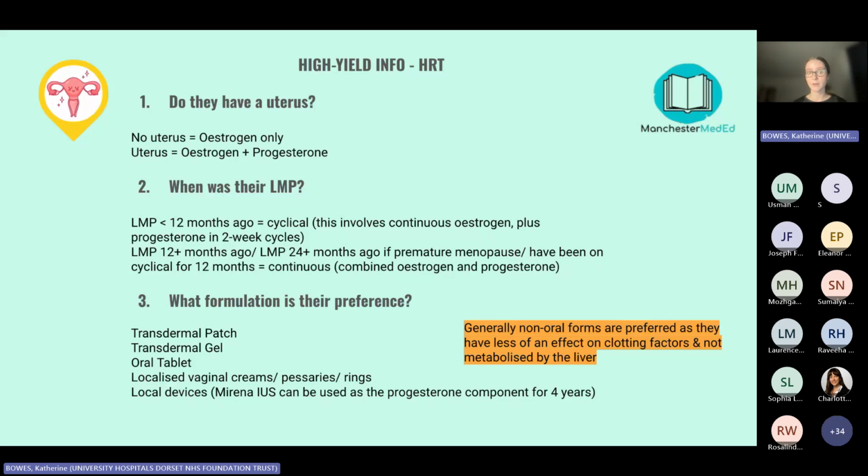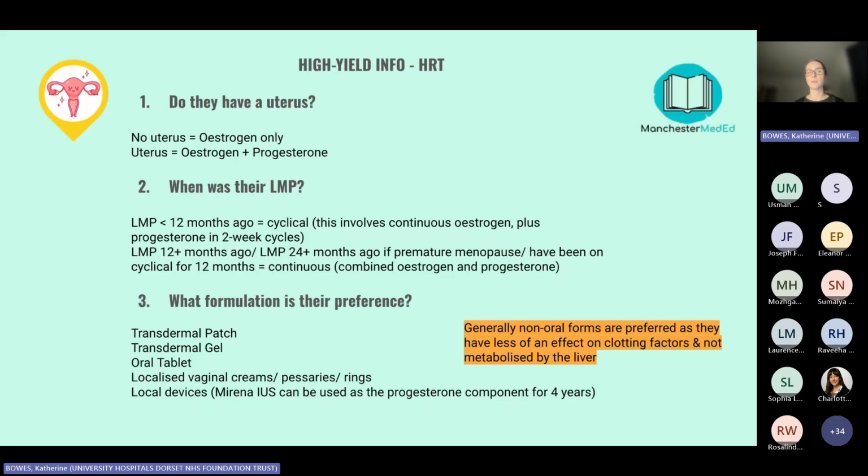If that last menstrual period was within 12 months, then they're going to require cyclical HRT. What we mean by that is you have continuous estrogen through the month, but then you also have added progesterone to those tablets in the last 2 weeks of the cycle.